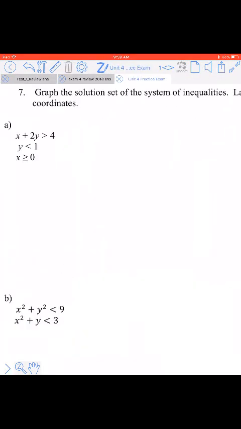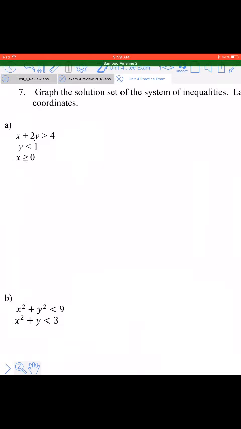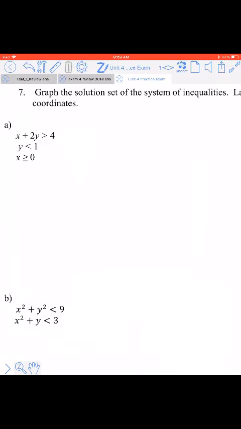All right, question 7. We're going to need to graph a system of linear inequalities. This is from section 5.5. Okay, so obviously we're going to need a graph. This first one here, x plus 2y is greater than 4. If I want to find the x-intercept, I let y equal 0, so the x-intercept is 4. If I want to find the y-intercept, I let x equal 0, so the y-intercept is 2.